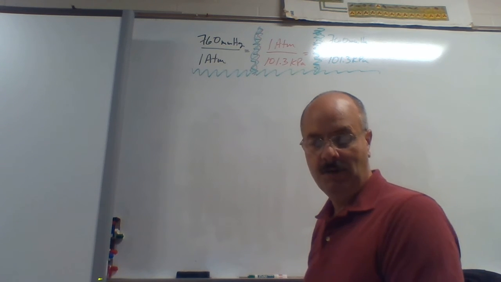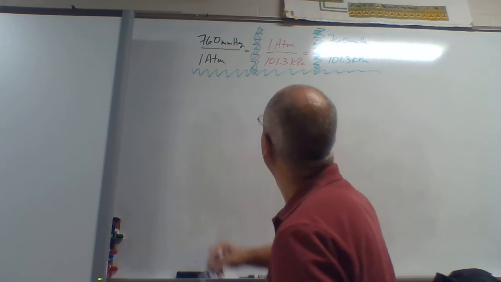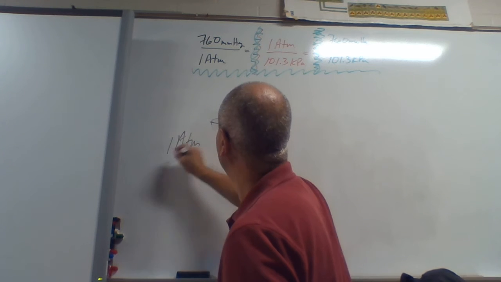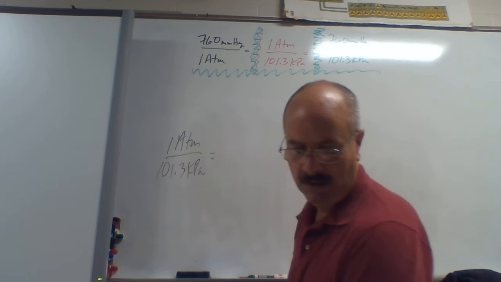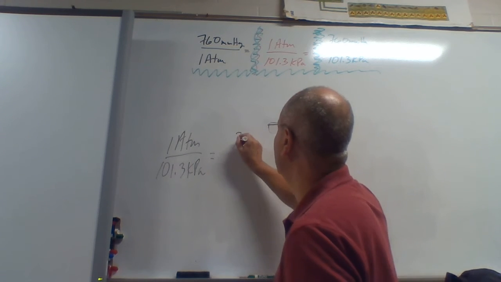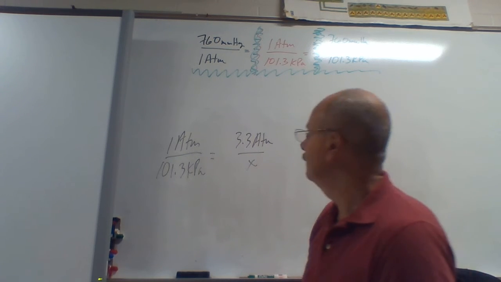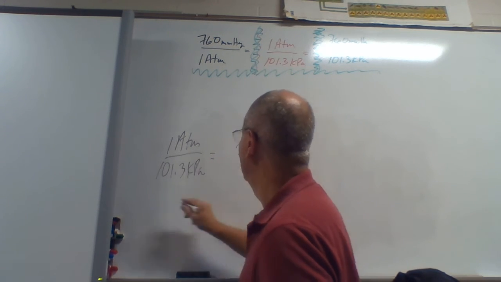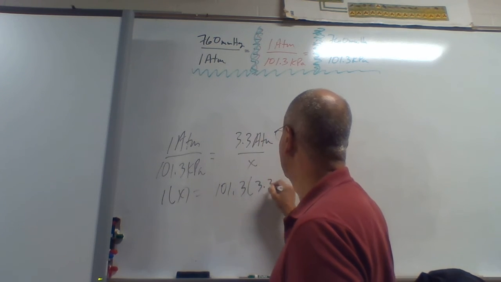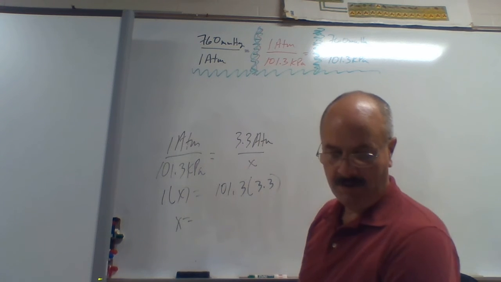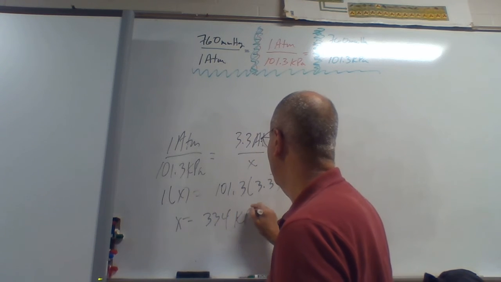Letter C, they gave us 3.3 atmospheres. We got to change it to kPa. So atmospheres and kPa, that's the middle one. So we got 1 ATM over 101.3 kilopascals. And then they gave us 3.3 atmospheres. So I don't have 1, I got 3.3. And we're going to find X kPa. Cross multiply. So we got 1 times X equals 101.3 times 3.3. So X ends up equaling 334. And that's kilopascals, kPa.